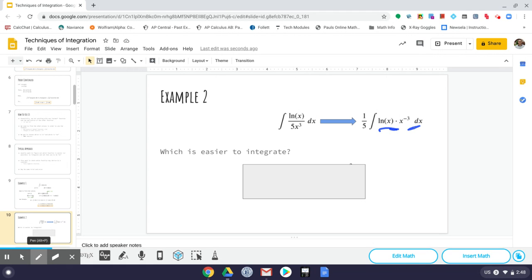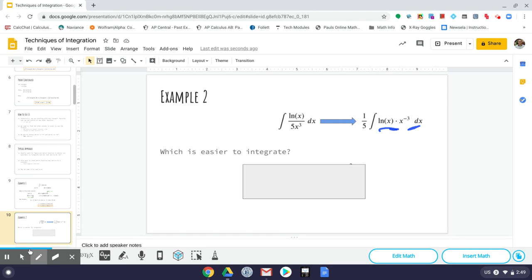And I know that the natural log of x differentiates to 1 over x. So now I'm taking an algebraic function and getting another algebraic function. And if I combine those two, that's just one singular algebraic function. So I'm now going from a logarithmic function and an algebraic function, and I'm going to simplify it to just one algebraic function that's going to integrate nicely.